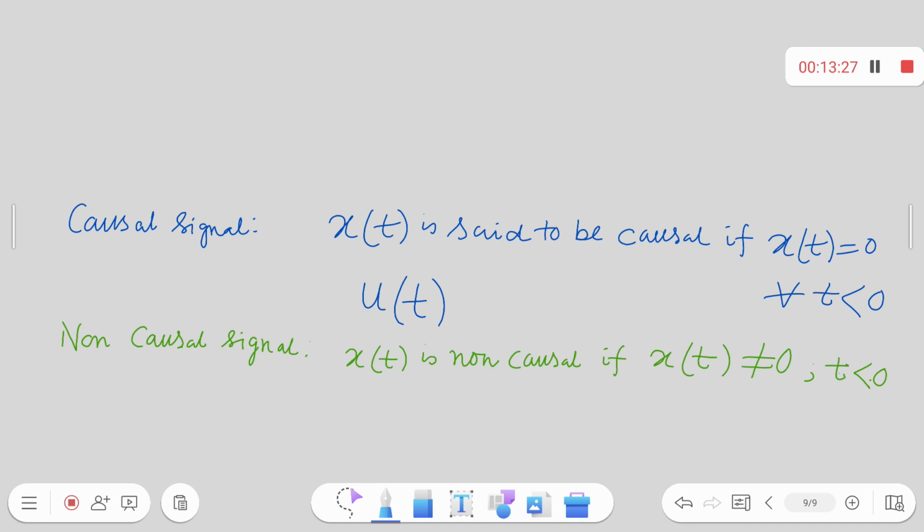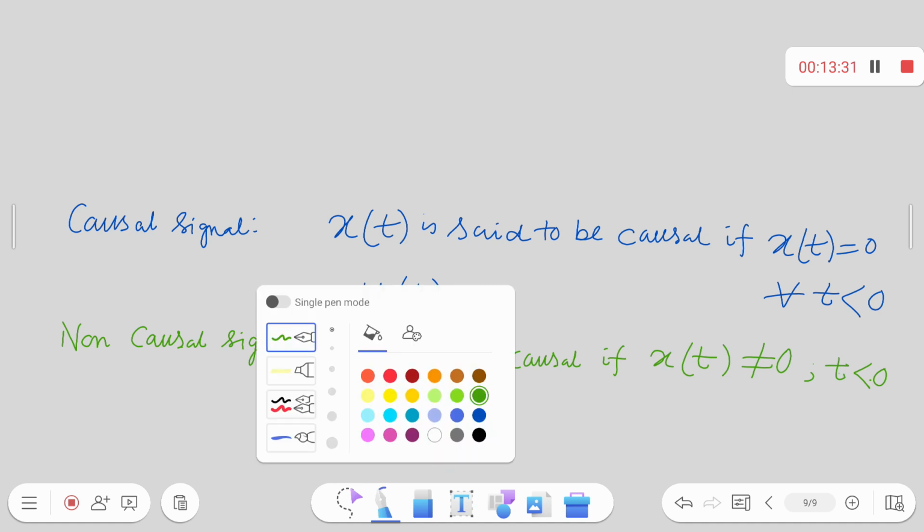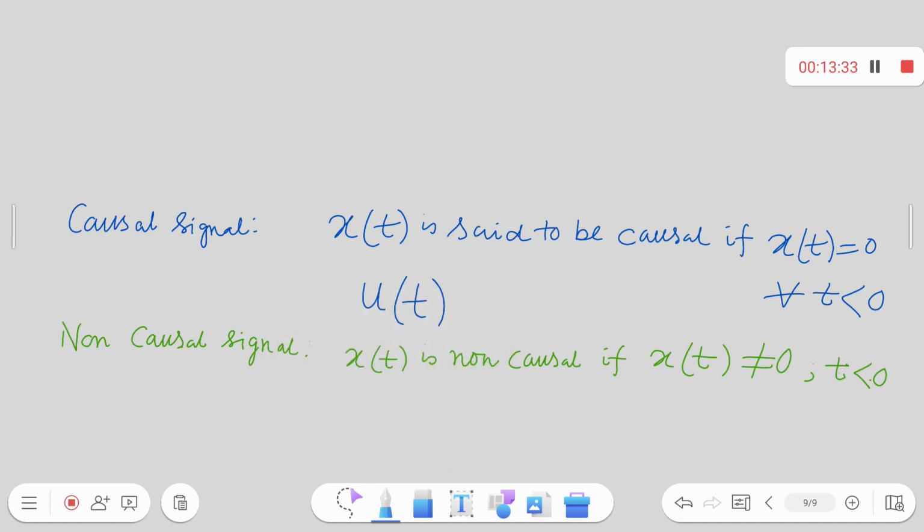Now from this non-causality, non-causal is a superset, and within this superset you have a subset which we call anti-causal signal. So non-causal and anti-causal are not the same. So what is anti-causal? It's just the reverse of causal. Can you get my point?